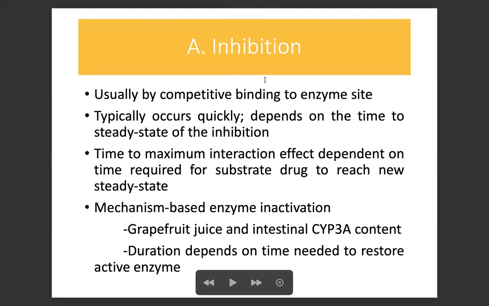Next, competitive binding to enzyme site. This one typically occurs quickly, depends on the time to steady state of the inhibition. So time to maximum interaction effect dependent on the time required for substrate drug to reach new steady state. So unsay mga enzyme inactivation, usually your grapefruit juices are very notorious for enzyme-induced na mga interaction on grapefruit juice.